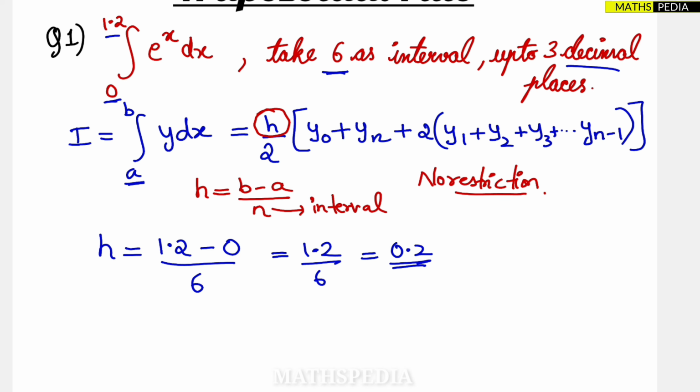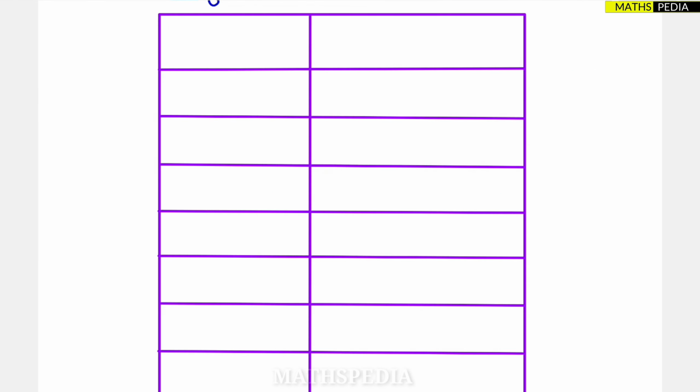That means after 0, which value will come? There should be a gap of 0.2, that means a width of 0.2. Now we have to form the table. Starting with the first column, we write the x value. The second column will be the y value. The y value is equal to what? f of x, and in the question the function is given as e power x, right? So we have to find that.